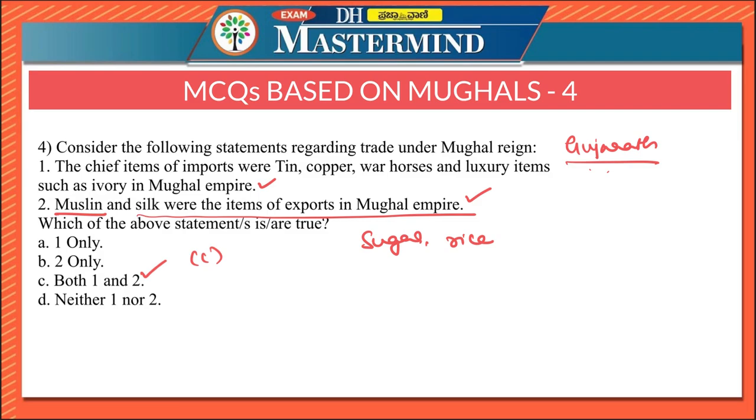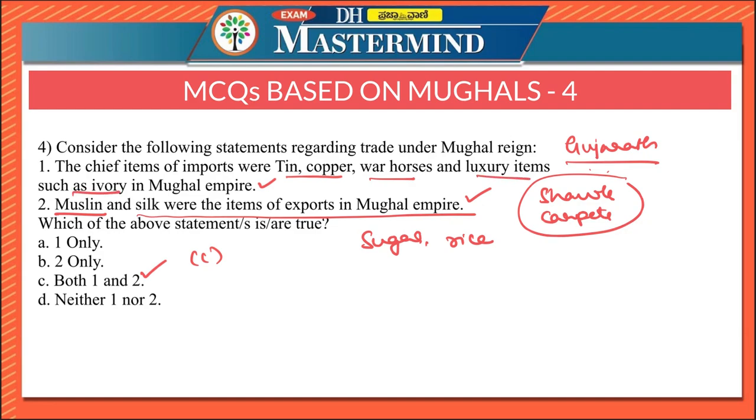It was also the distribution center for the luxury products of Kashmir such as shawls and carpets. So even shawls and carpets were distributed to the entire empire through Gujarat. The major imports into India were certain metals such as tin, copper, war horses, and luxury items such as ivory. Therefore, statement A is also correct.